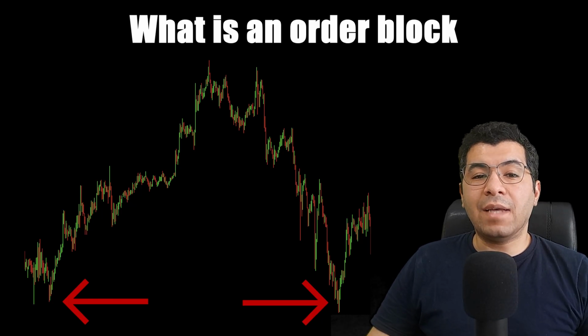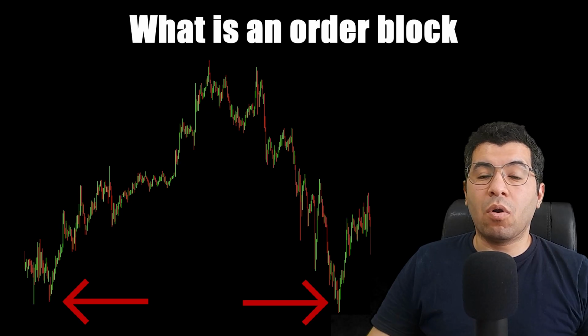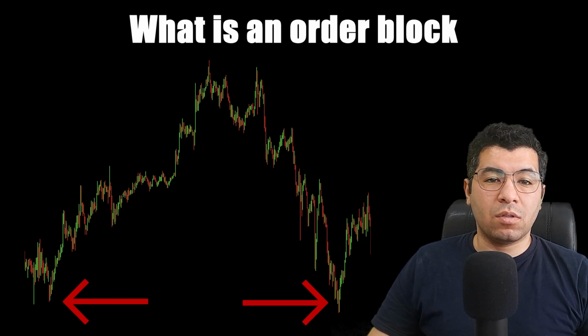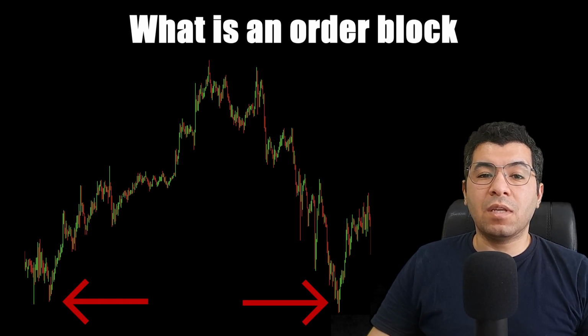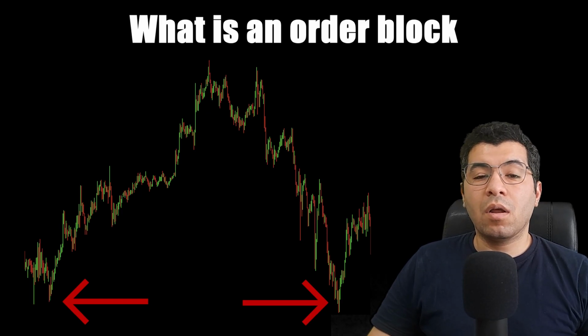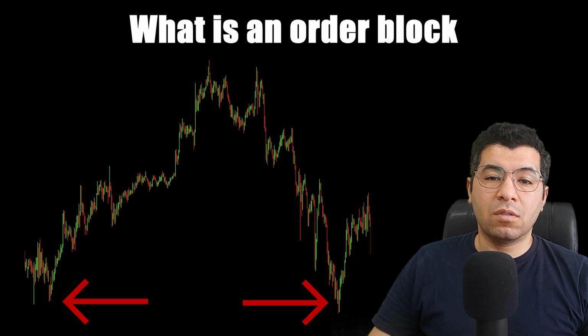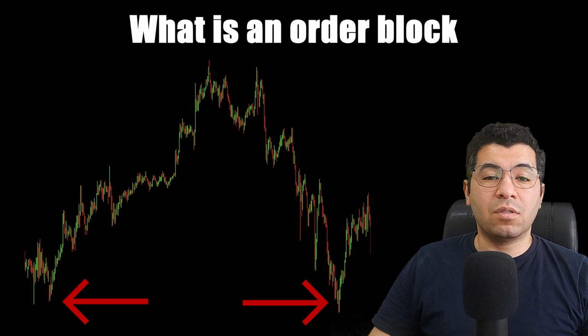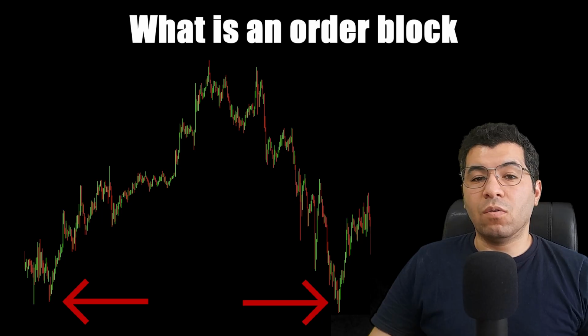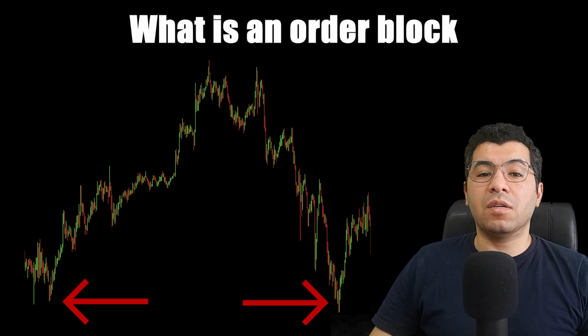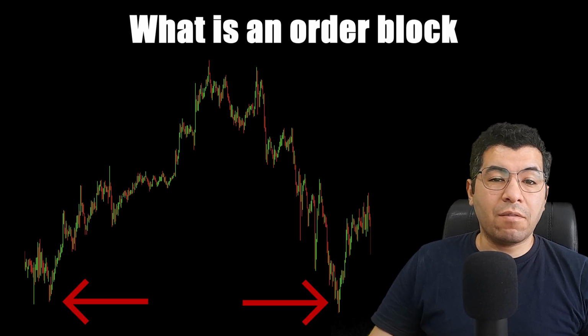They act as the market's true support and resistance zones. When the price revisits an order block, it's often because institutions are re-entering or completing unfilled orders. That's why these zones create some of the clearest reversals you will ever see.